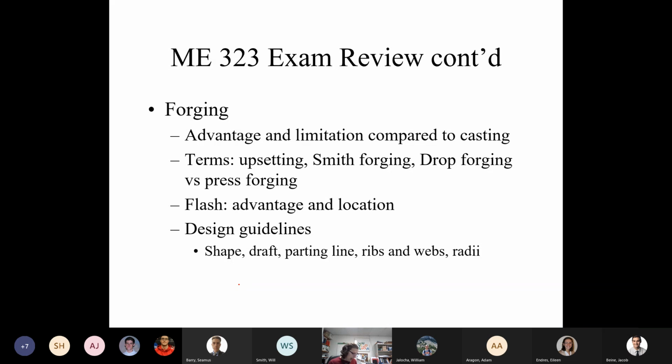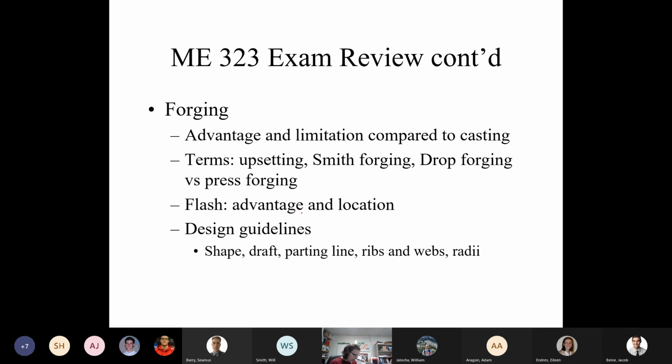So forging, advantages and limitations, and especially compared to casting. Oftentimes we do talk about that, and your book talks about that. We have some terms, like we should be aware of what upsetting means, what smith forging means, and then drop forging versus press forging in terms of the equipment, the process, and then the result.